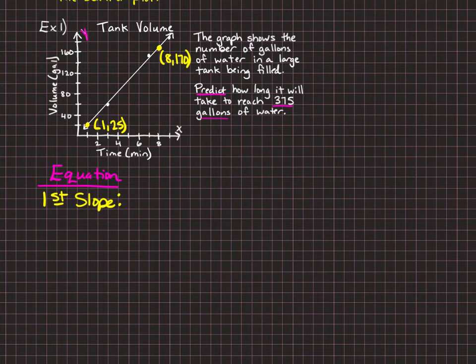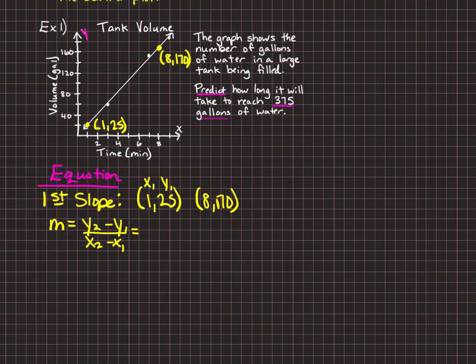But we're just going to go through and use those points with the slope formula. Or you could do rise over run. That would be fine as well. I think I'll go ahead and use the slope formula. So m equals y sub 2 minus y sub 1 over x sub 2 minus x sub 1. And I'll label these x sub 1, y sub 1, x sub 2, y sub 2. So I get 170 minus 25 over 8 minus 1, which is 145 over 7.